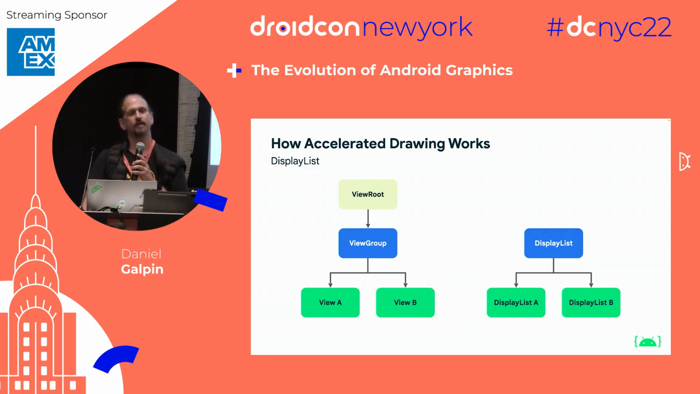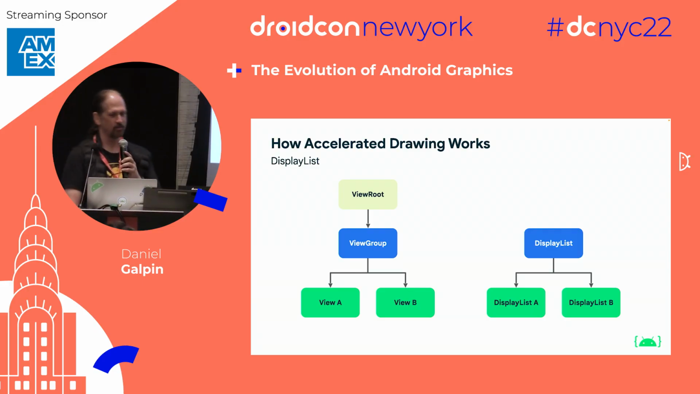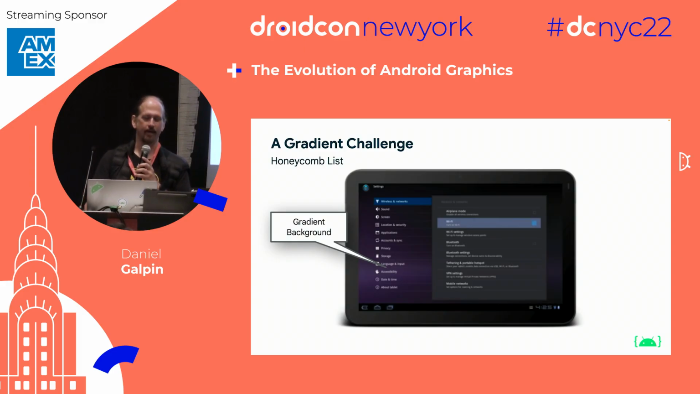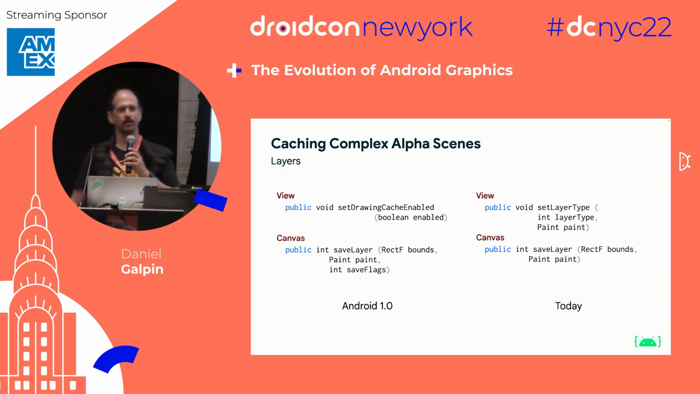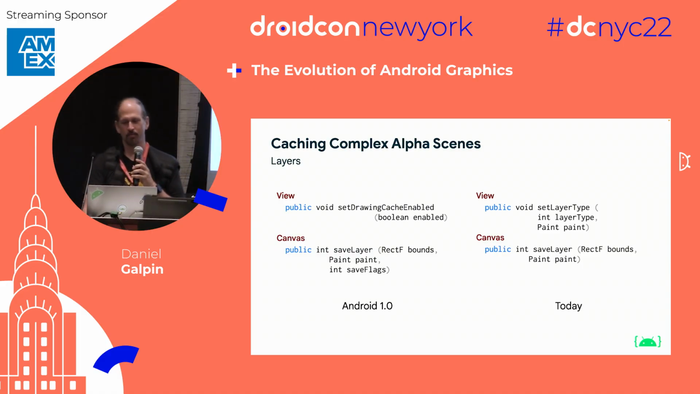And Honeycomb was particularly challenging because we actually added gradient backgrounds on lists, and this meant we had alpha blended list items and all sorts of things, and so we had to create layers. We always had layers to a degree, but we made them a little cleaner, and we got rid of this thing called set drawing cache enabled, which I think was actually an API that people understood, and we changed it to set layer type, which actually does the same thing but adds a little more functionality. So if you want to cache your scene, your layer today, you actually use set layer type.